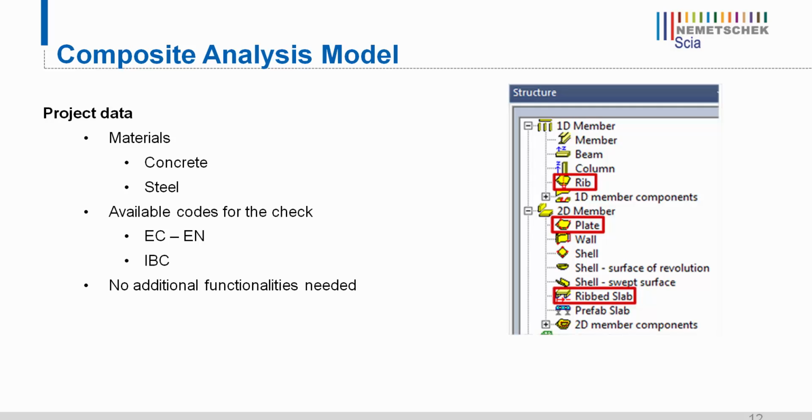Now, to model ribbed slabs in Scia, or plate with ribs, you have several possibilities. Either you can draw a plate and afterwards insert the ribs, or you can directly draw a ribbed slab. A third possibility is that the beams are already drawn and you can insert the plate afterwards and connect them with connect members and nodes.